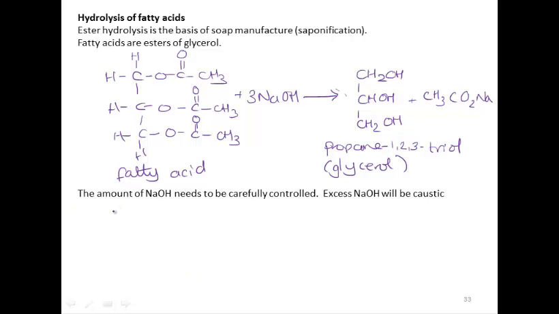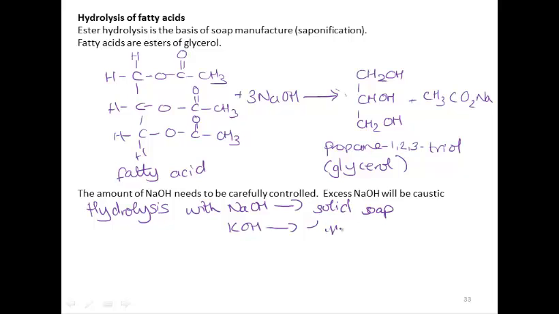The amount of sodium hydroxide needs to be carefully controlled because excess sodium hydroxide will be caustic. It is possible to use potassium hydroxide as well as sodium hydroxide. If we do hydrolysis with sodium hydroxide, we get solid soap. If we do it with KOH, we get liquid soap. And this is because the potassium carboxylate salts are more soluble in water.